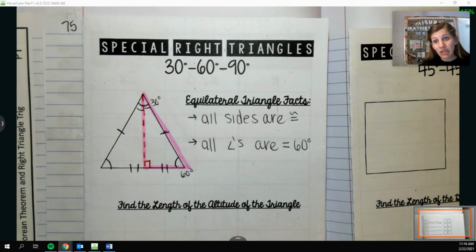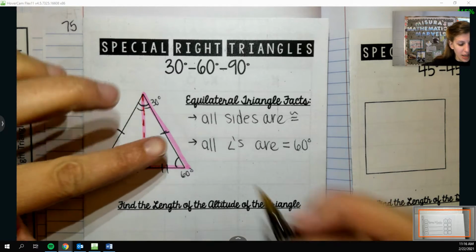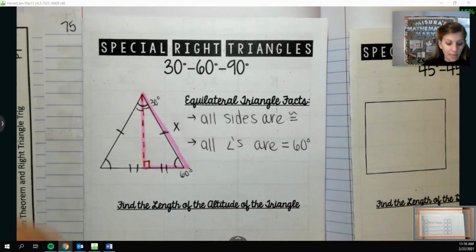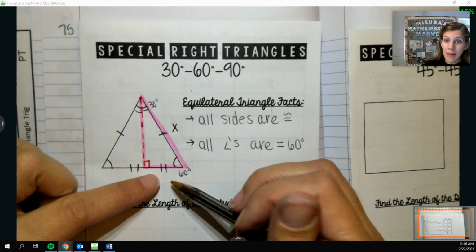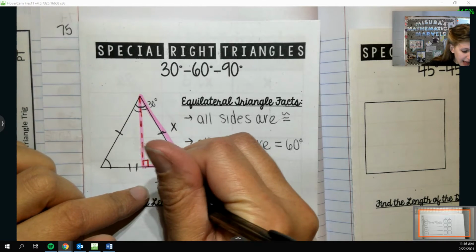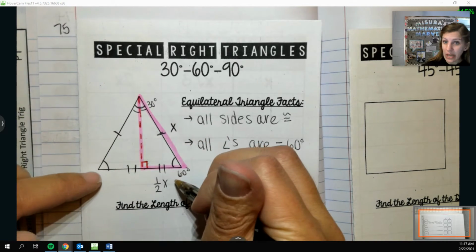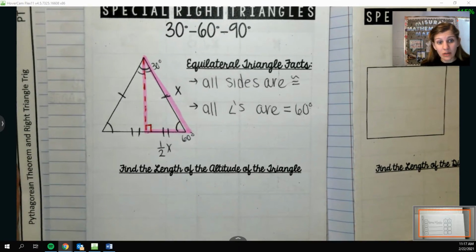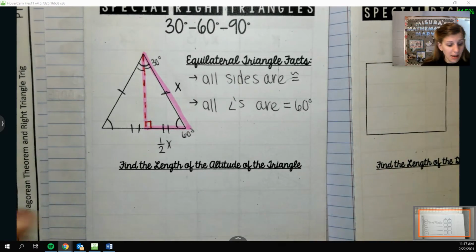And the reason that it's special is because unlike the Pythagorean theorem, where I need to know two sides to find the third, I really just need to know one side here, because with an equilateral triangle, if all the sides are x units long, I now know this bottom edge is going to be half of x because I split it in half. And then I can find the altitude by doing the Pythagorean theorem.